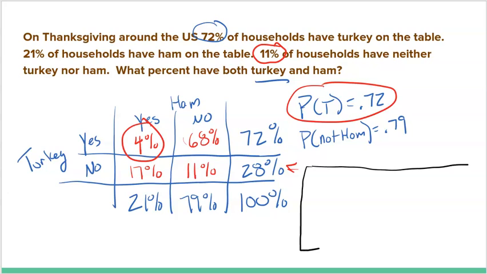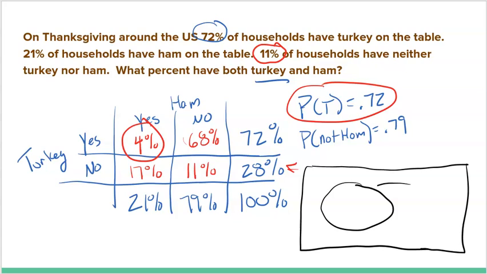Most kids gravitate towards that table because it's so easy. But another thing you could do is you could make a Venn diagram. So I got turkey right here. I got ham right here. Sorry, my H is there. Okay, I'm going to use a different color there so you could see. Turkey, and here's my ham. Okay, whatever. All right, now here's the kicker.